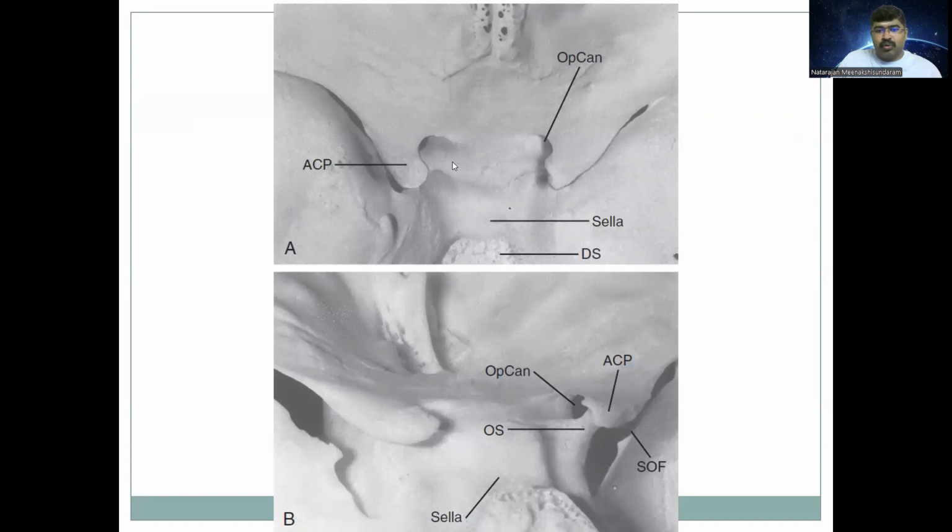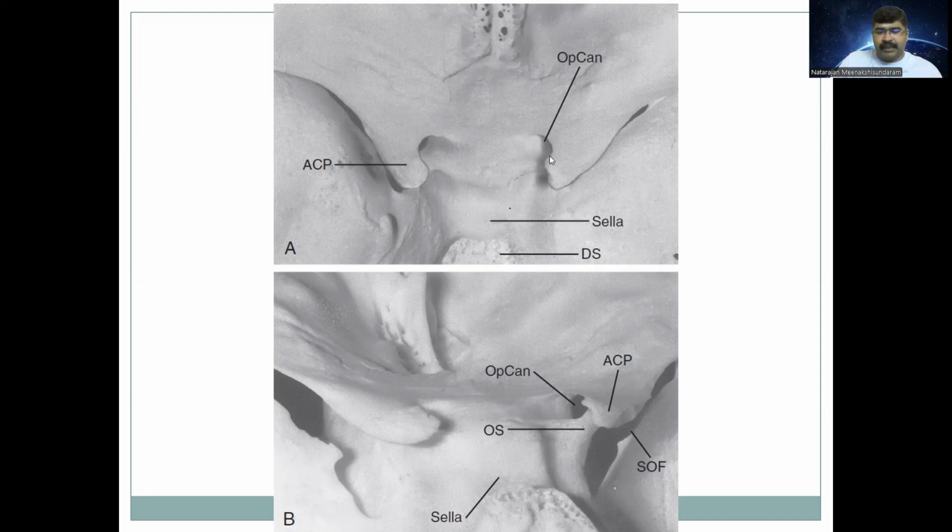To orient the anatomy, first the bony anatomy. This is the superior view and this is the oblique lateral view at the sella and parasellar region. This is the anterior clinoid process. The anterior clinoid process is a triangular extension from the lesser wing of the sphenoid. And this is the body of the sphenoid, where you have the sella and dorsum sellae.